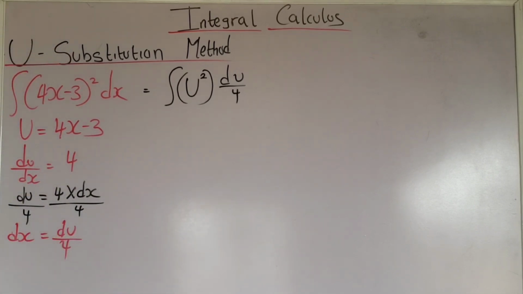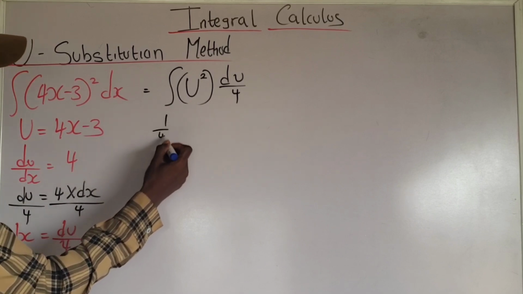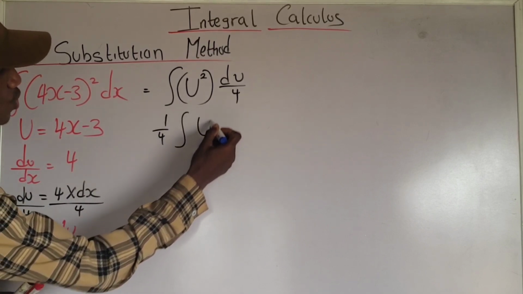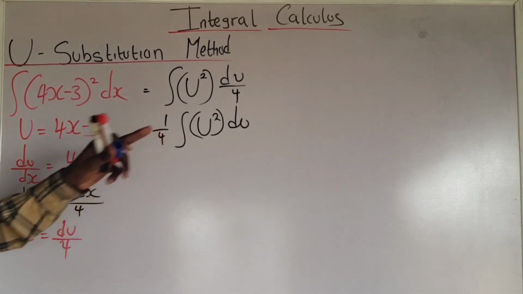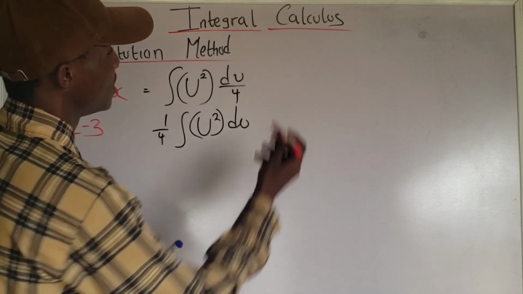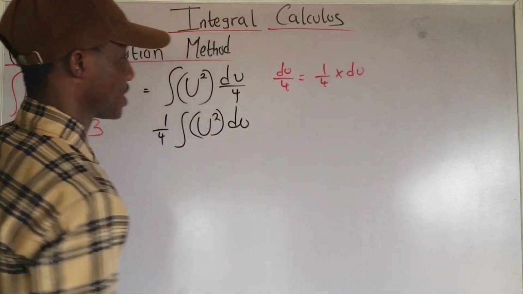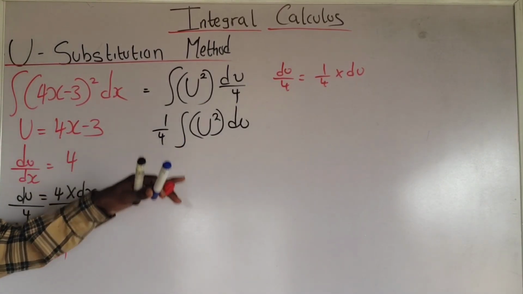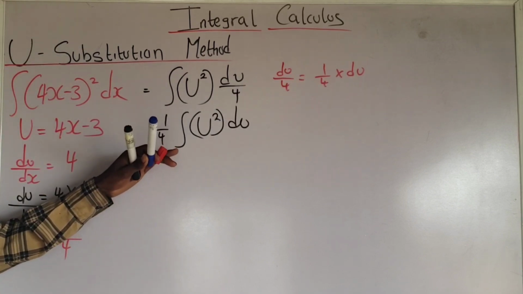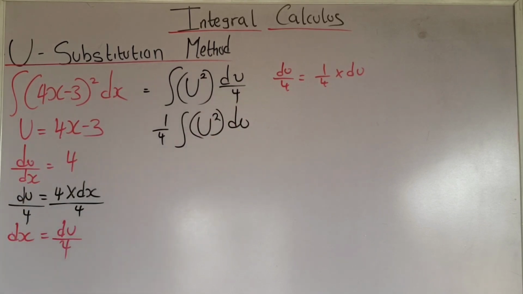Now, don't forget, I want you to pay attention. If you get to this point, I can rewrite this function as 1 over 4, put the integral sign, u raised to the power of 2 du. Do you understand? What I did was that du over 4 is the same thing as 1 over 4 multiplied by du. If you take the product of 1 over 4 and du, you are going to have du over 4. Now, what I did was that I took this 1 over 4 to the front of the integral sign. If I still take the product, I'm still going to have du over 4. And the reason was that I want to integrate this function.